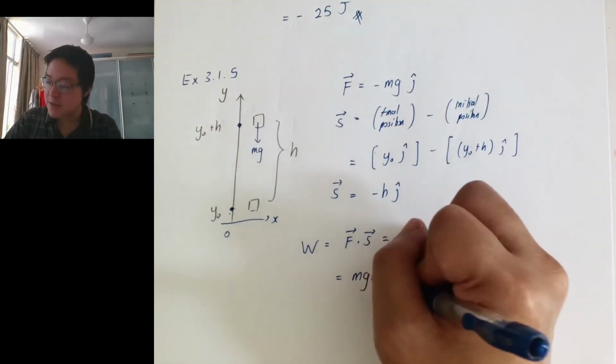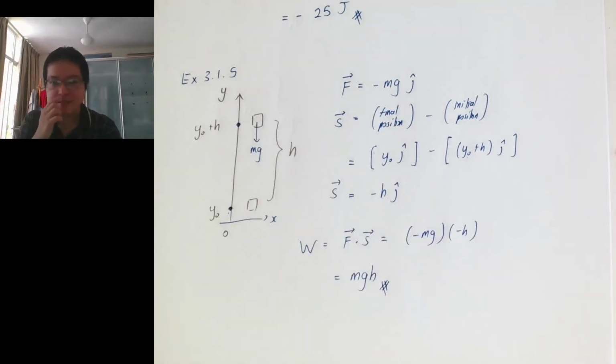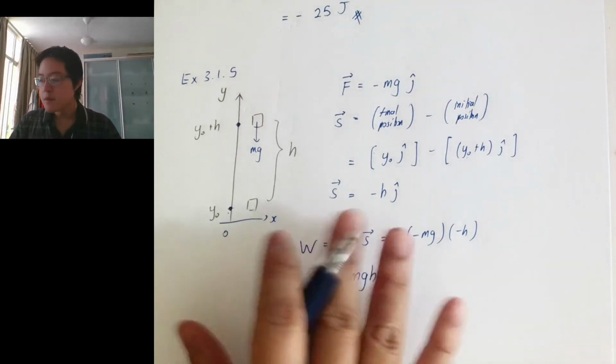Okay, and again you see something very familiar. What is this? This looks like gravitational potential energy, and why it appears here is something we will learn in the work-energy theorem next.